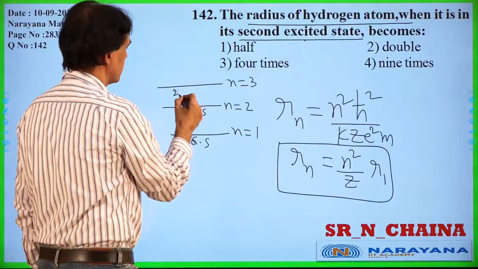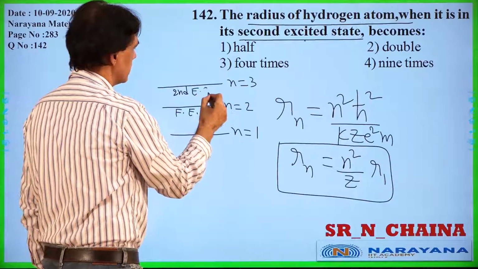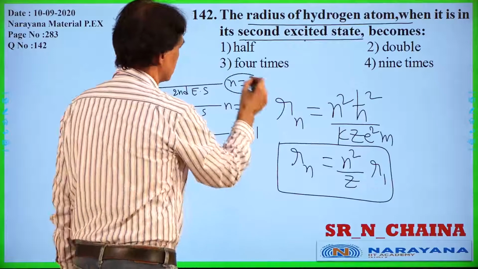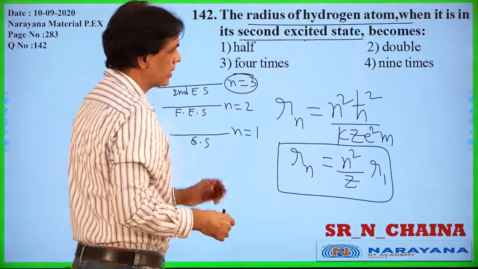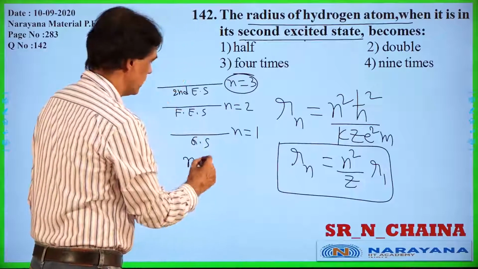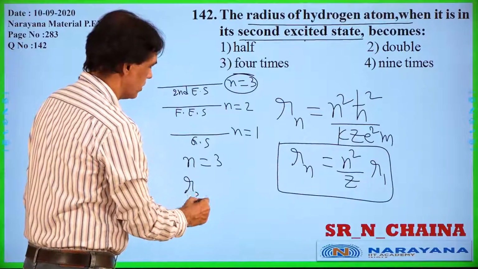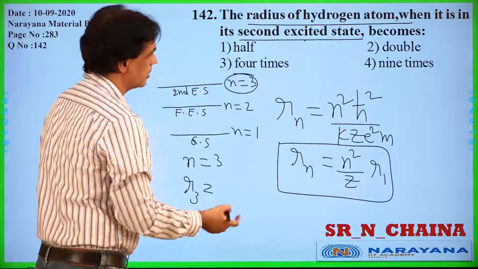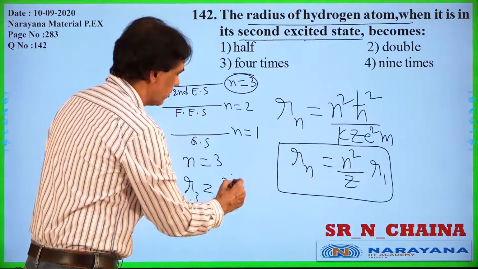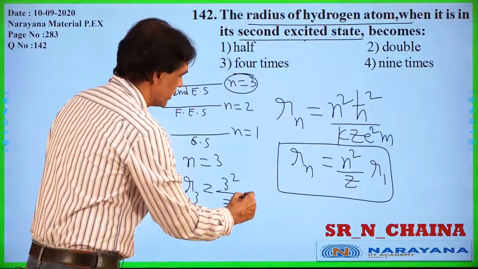What is this? Second excited state, okay. So what is the radius when n is 3? Indirectly that is the question. For n equal to 3, what is the radius? If you put n equal to 3, then the radius of the third orbit we get, that is nothing but the second excited state radius, which is equal to 3 square by z into R1.